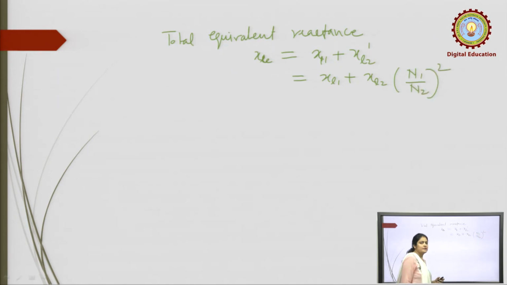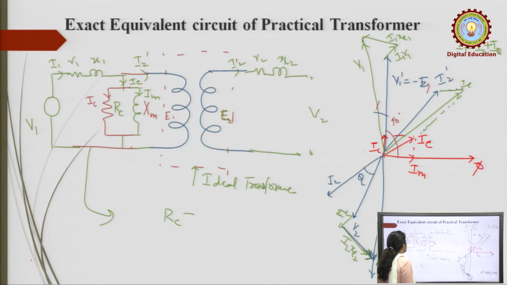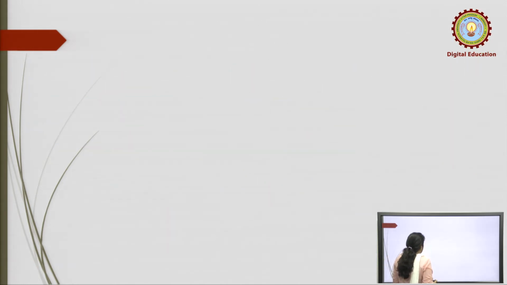Similarly, if you want to transfer the secondary voltage to the primary side, you multiply by N1 by N2. And if you want to transfer the current from the secondary to the primary side, you multiply by N2 by N1. Okay. So with this you can draw the equivalent circuit. To simplify it, we shift all the secondary parameters to this side, so it can be drawn like this.